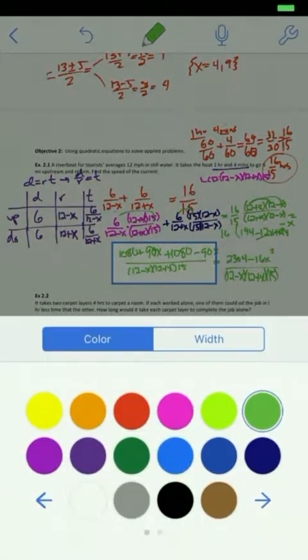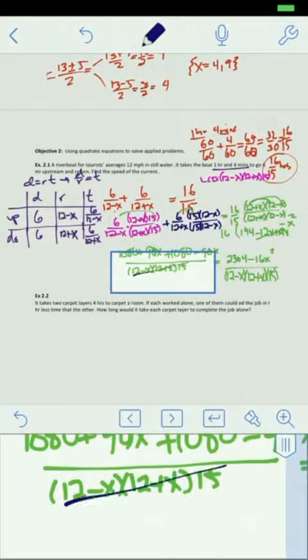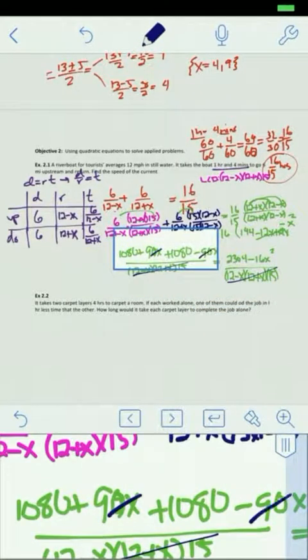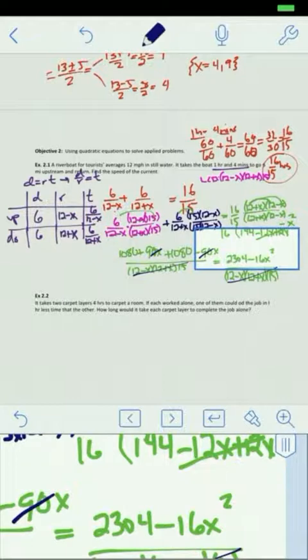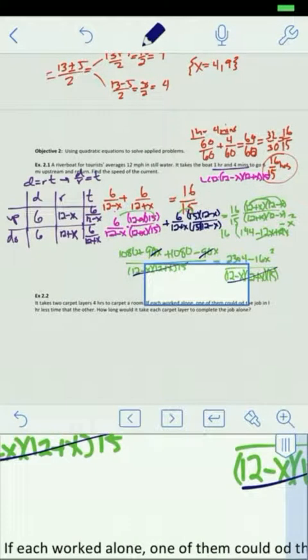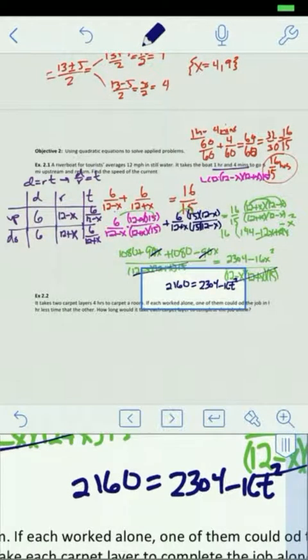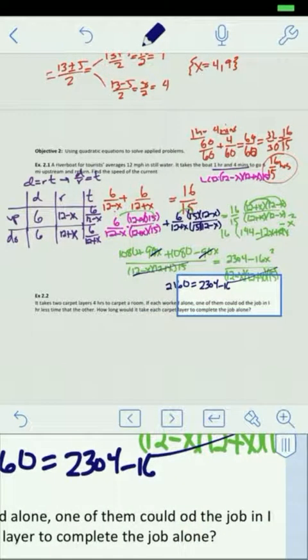We can simplify a little bit. First off, two denominators, they cancel each other out. Up here, those guys cancel each other out. I'm left with 1080 plus 1080 is 2160, is equal to 2304 minus 16x squared. Oh, good. Not t. I don't know where I got t. Sorry, x. X squared.